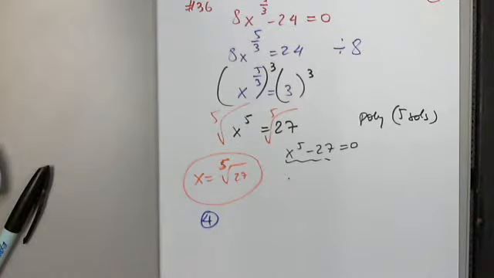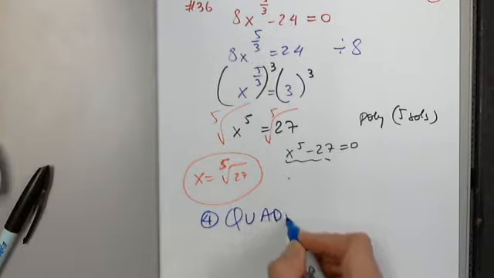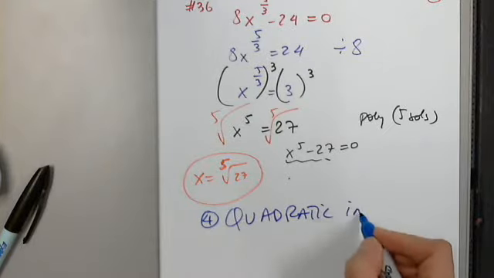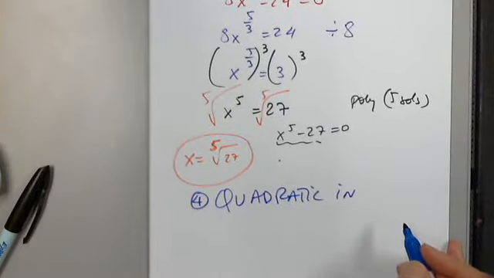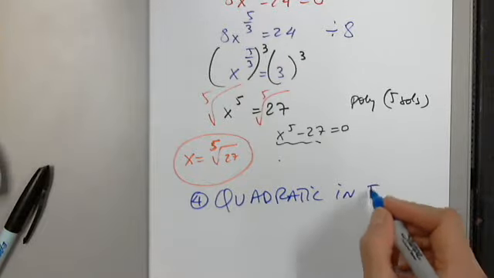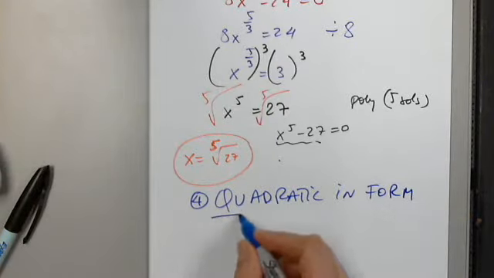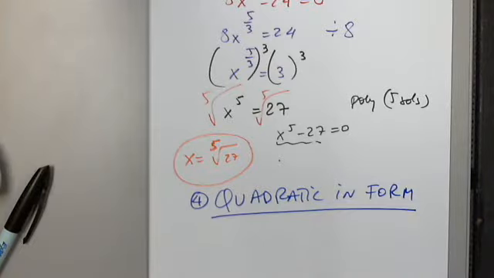Next type of equation. Quadratic. And you can say, again, we just talked about it in the whole section. No, this is different. Quadratic in form. What does that mean? It means the equation is not quadratic, but it can be replaced by a quadratic equation. Why would I want to replace an equation by a quadratic one? Because it's too complicated for me to solve. But if I change it into a quadratic equation, I will be able to solve.